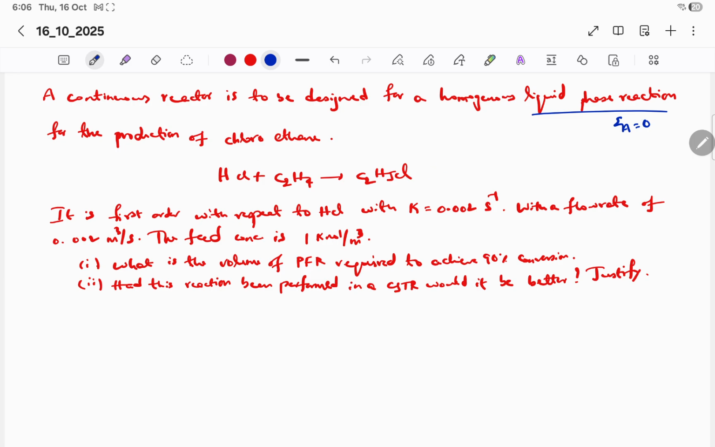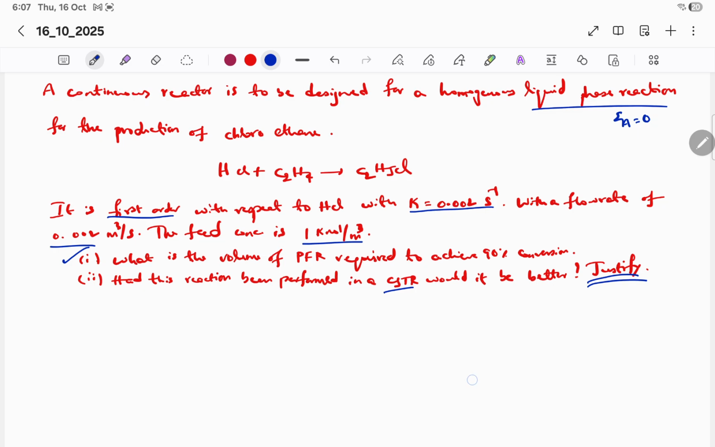The reaction is for the production of chloroethane, that is HCl plus C2H4 gives rise to C2H5Cl. In the question it is given that it is a first order reaction with respect to HCl, with k equal to 0.002 second inverse, the volumetric flow rate is 0.002 meter cube per second, and the feed concentration is 1 kilomole per meter cube. In the first question, we are asked to calculate the volume of the plug flow reactor required to achieve 90% conversion. And if we use this reaction in a CSTR, would it be better or not? We need to justify the answer.